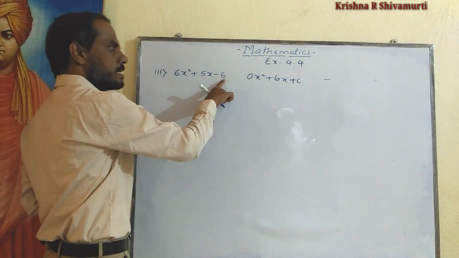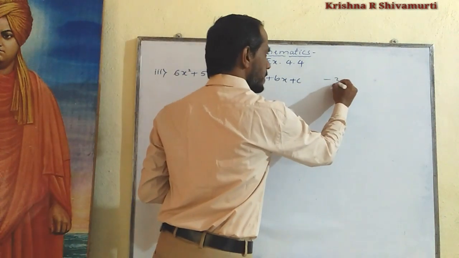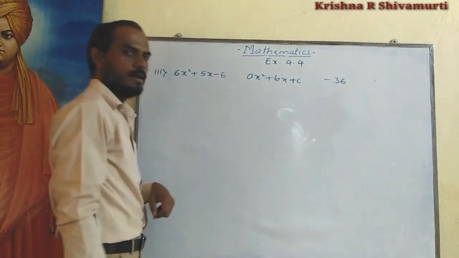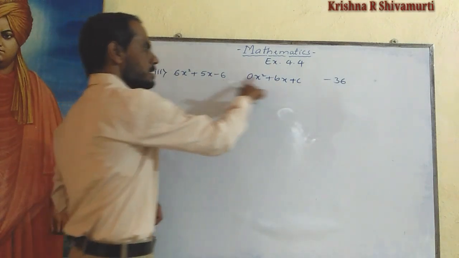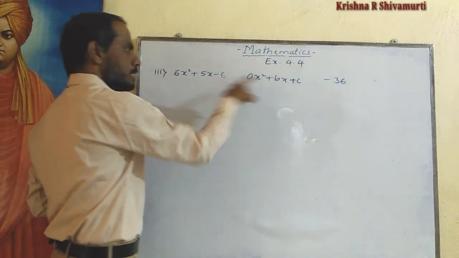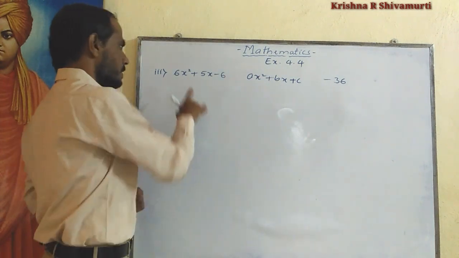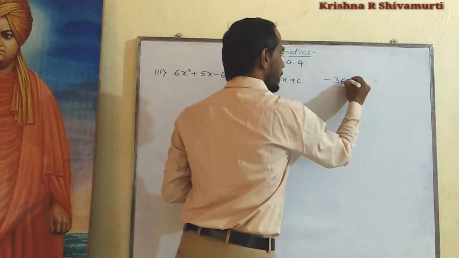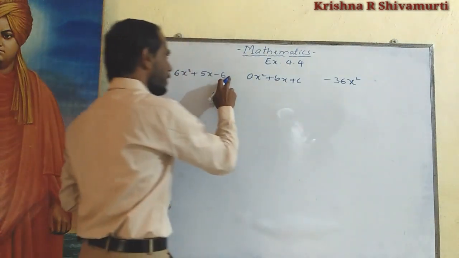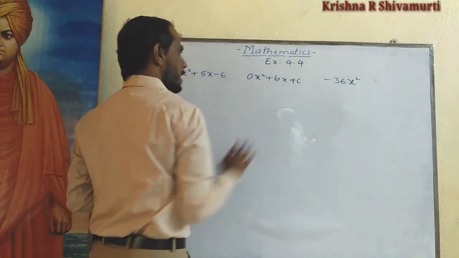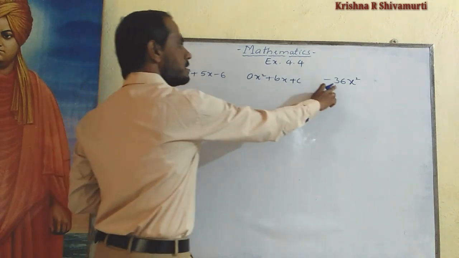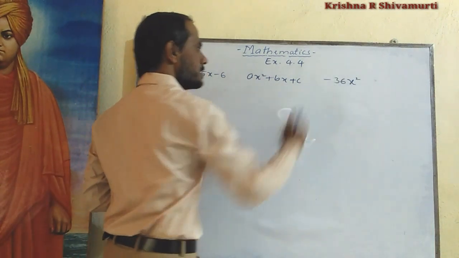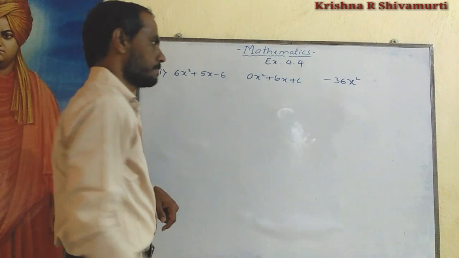Next, 6 sixes are 36. What is 6 into 6? 36. Plus into minus is minus, and x square stays as it is, because there is no variable term in the constant. So 6x square into minus 6 is minus 36x square.